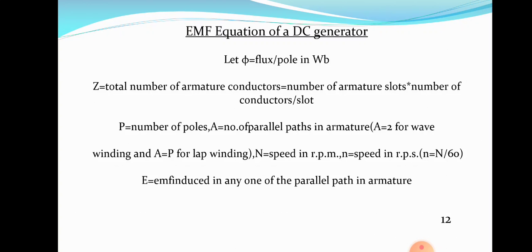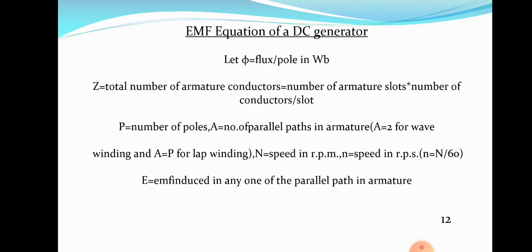Total number of armature conductors is equal to Z. Let Z is equal to total number of armature conductors. We know that armature consists of cylindrically shaped armature core. After that we are providing the slots on its outer periphery, and then we are providing the armature conductors or winding in these slots. So how can we calculate the total number of armature conductors? Number of armature slots into number of armature conductors per slot, we will get the total number of armature conductors.